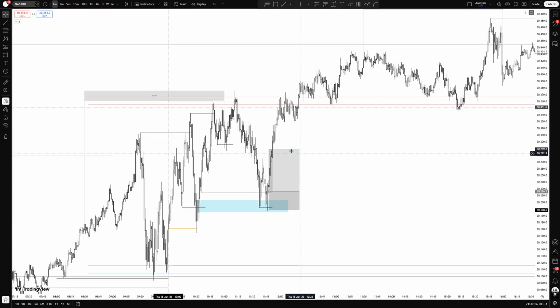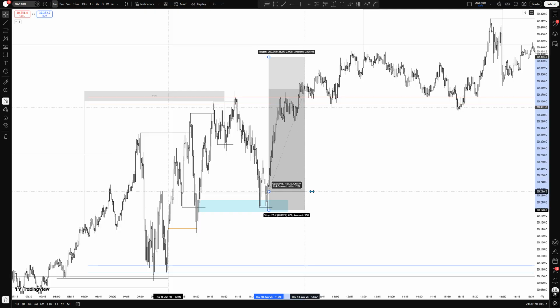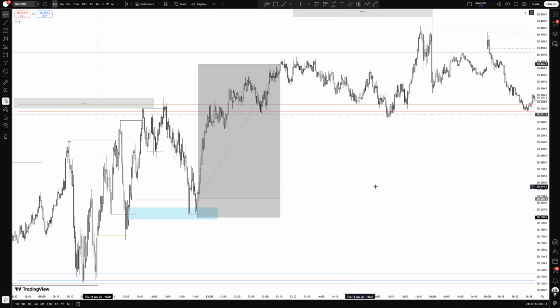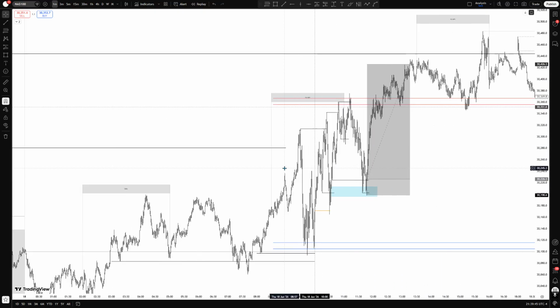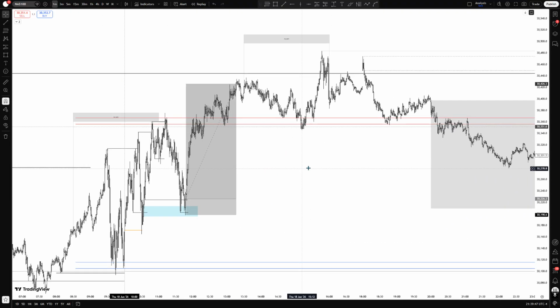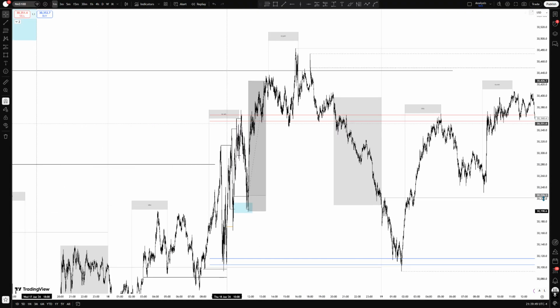And my TP was like 160 points. Oh, it was 200 points, my bad. Like this. So this was the long I took, and the short break even, long win. Pretty clear framework, and yeah.